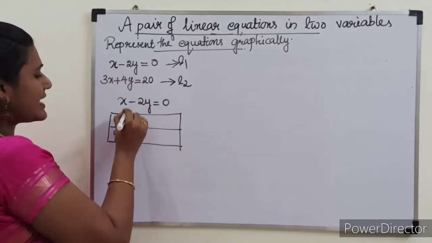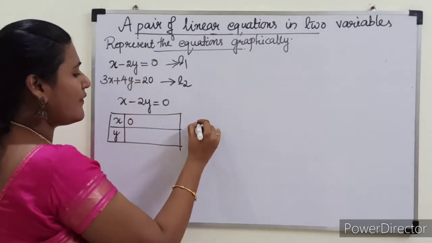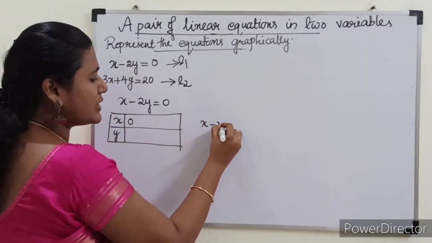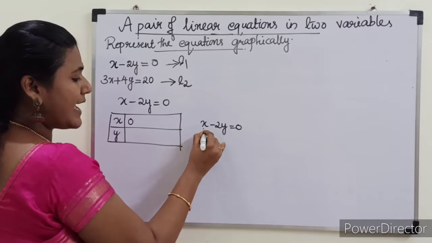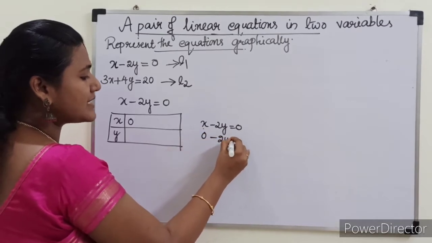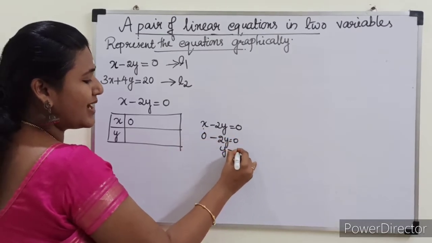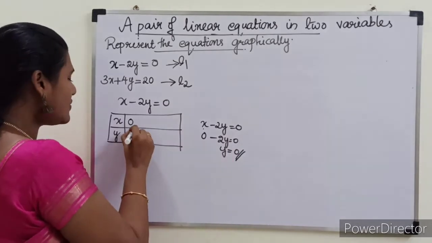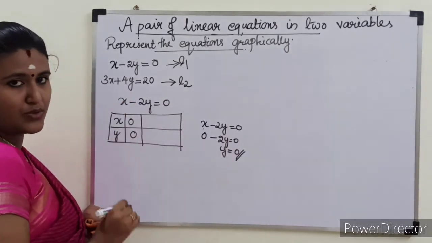First we will take x is equal to 0. When you substitute x is equal to 0 in this equation, what is the value you are getting for y? y is also 0. So (0, 0) is one solution.